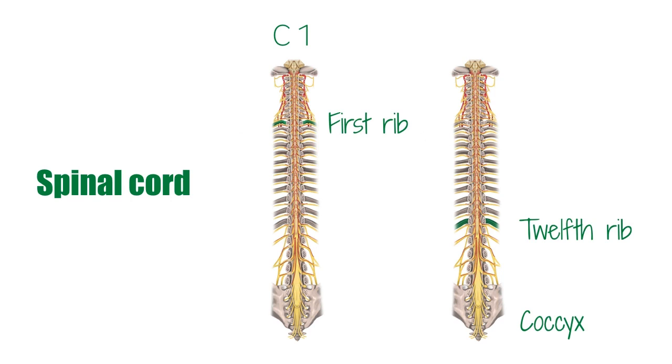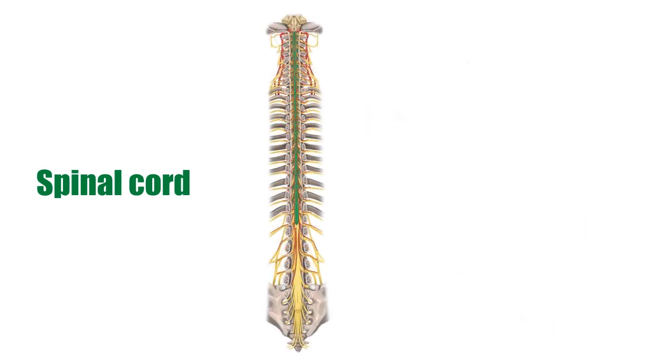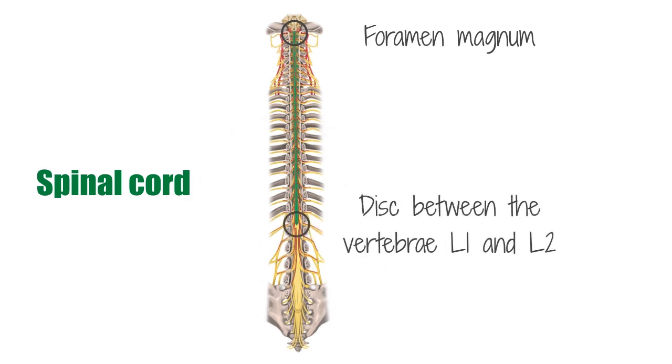So now that we've seen these bony landmarks, and it's easier for you to orientate yourself, we can now move on and see some of the external features of the spinal cord. The spinal cord is the continuation of the medulla oblongata and extends from the foramen magnum, here at the top of the image, to approximately the level of the disc between the vertebrae L1 and L2.